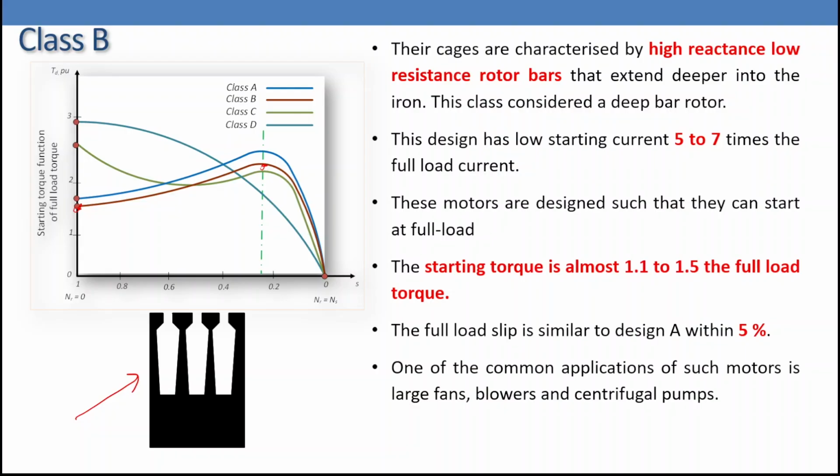So what is the difference between B and A? If we have an application not requiring frequent starting, our choice should be Class A. But if we're going to have frequent start and stop, our choice should go towards Class B.